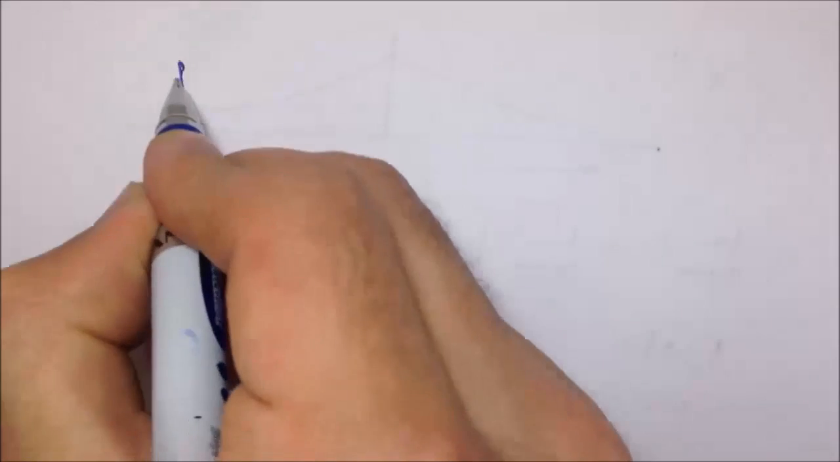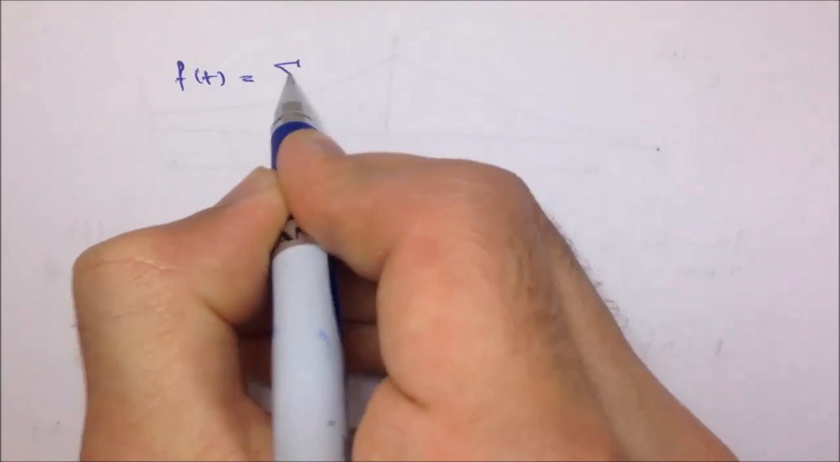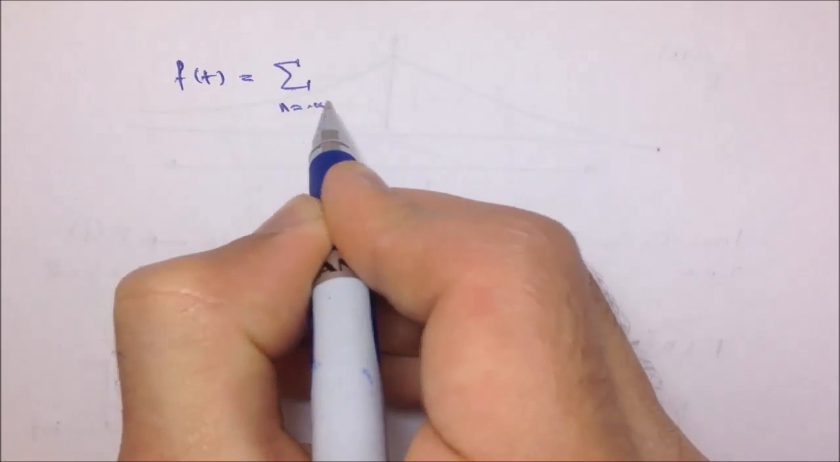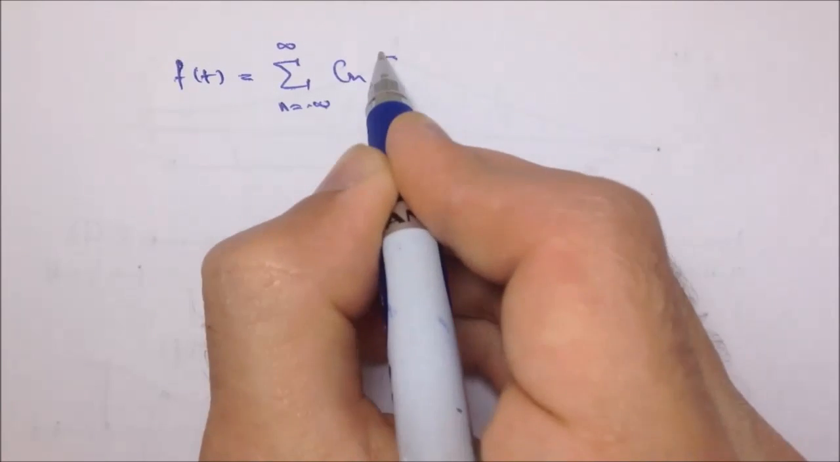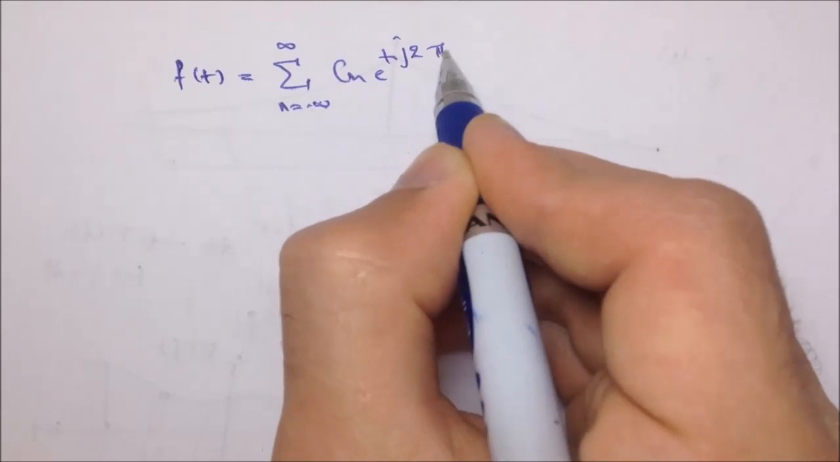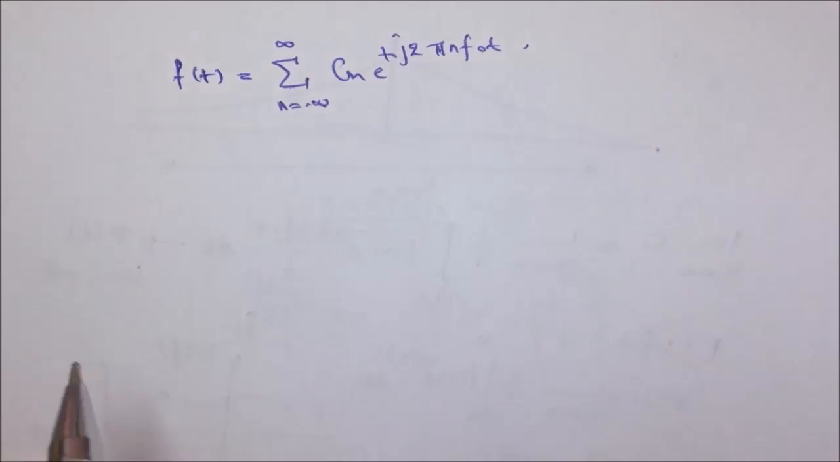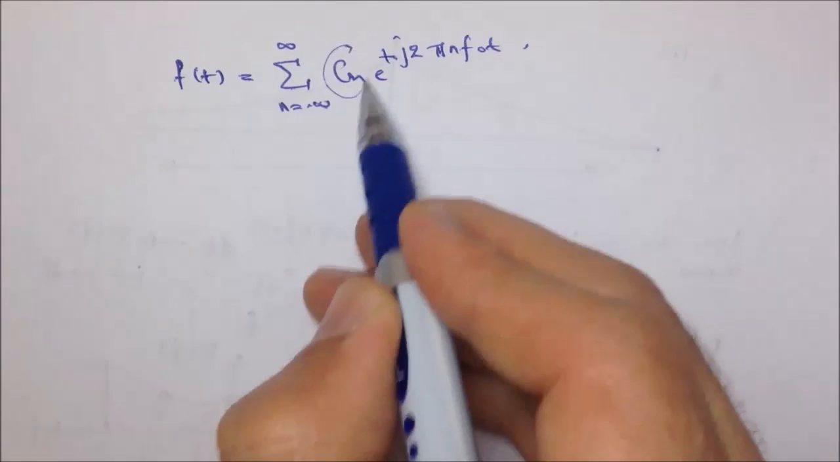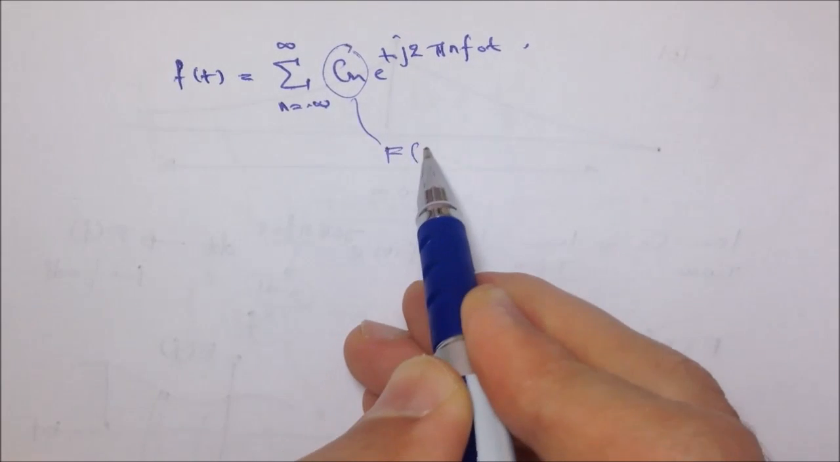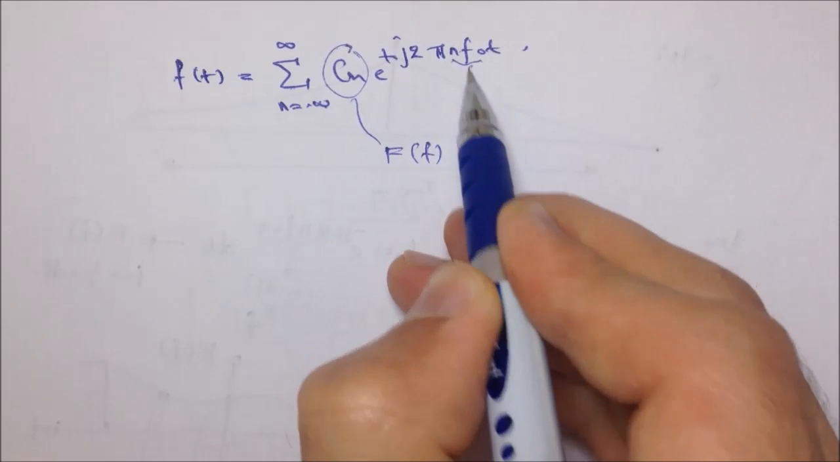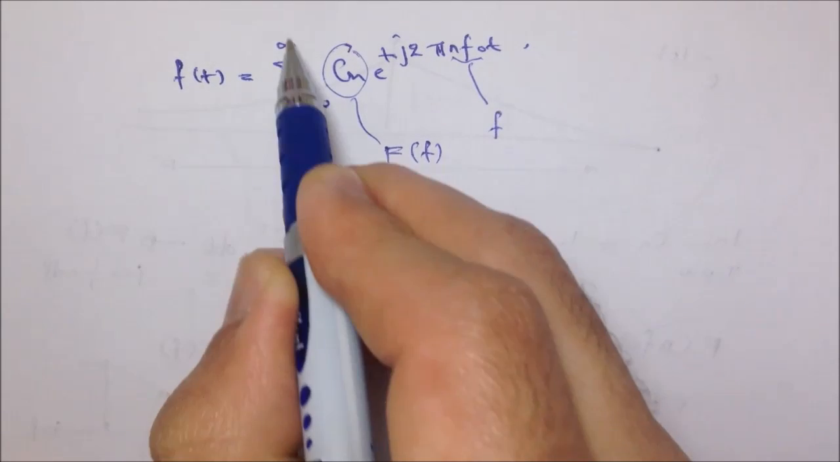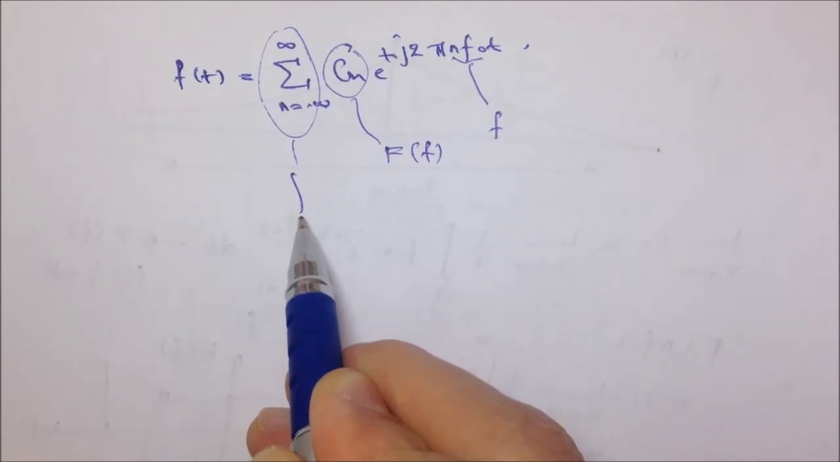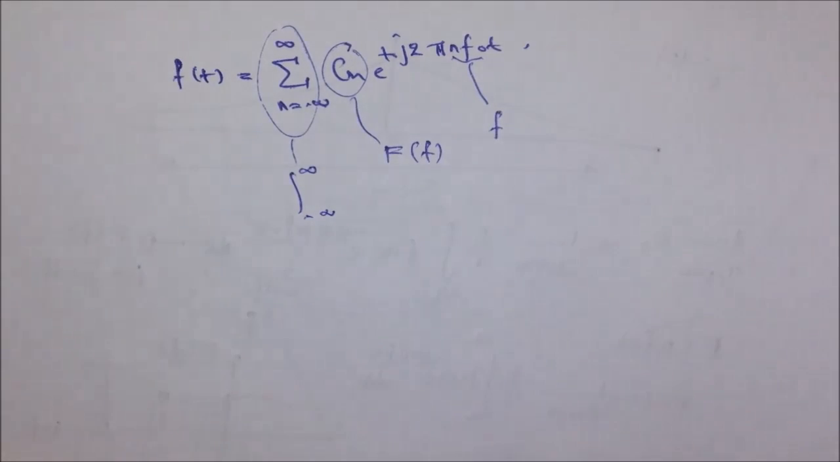Now, in Fourier series, we used to synthesize the harmonics to get back the original time domain function using this formula: f of t equals the summation from n equals minus infinity to plus infinity of c sub n e to the plus j 2 pi n f naught t. But now, instead of c sub n, we have F of f, and instead of n f naught, we have f. And we need to replace this summation by integration from minus infinity to plus infinity.